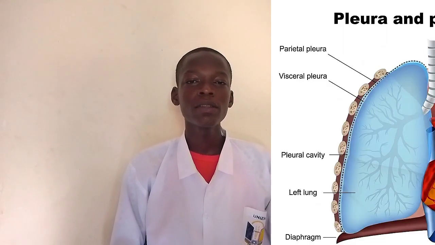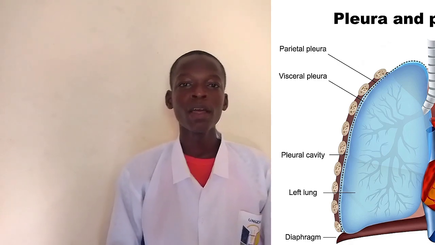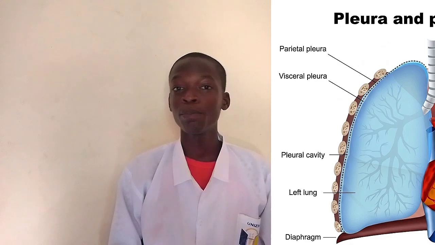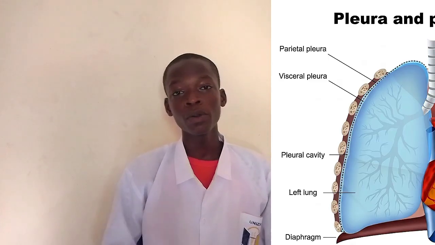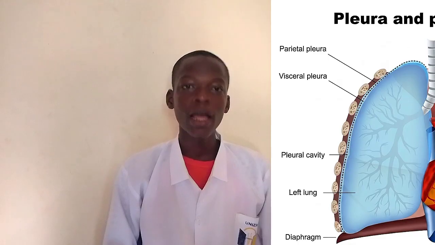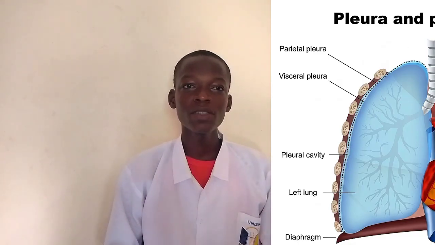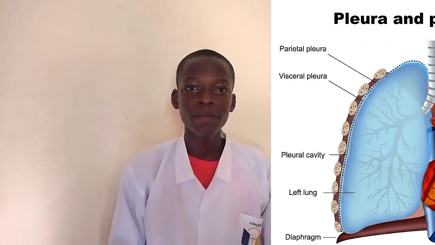So now we're going over to the layers of the pleura. The pleura has two layers: the visceral layer, also known as the pulmonary pleura, and also the parietal layer, that's the parietal pleura. So these are the two layers of the pleura. And in between these two layers, there's a space known as the pleural cavity.